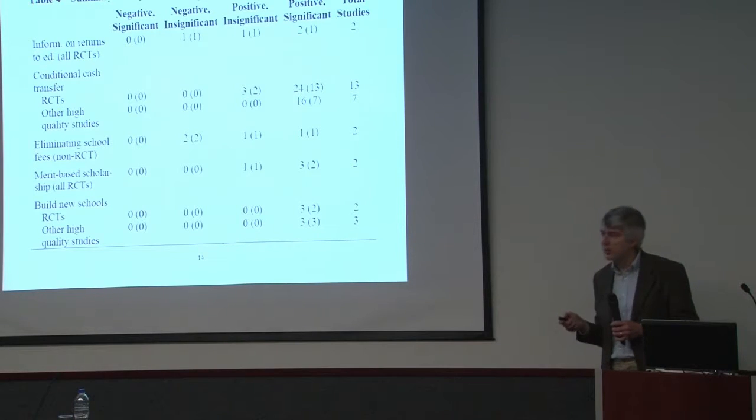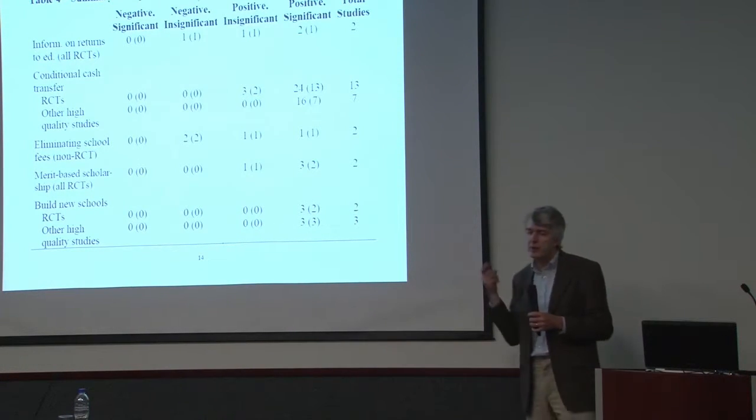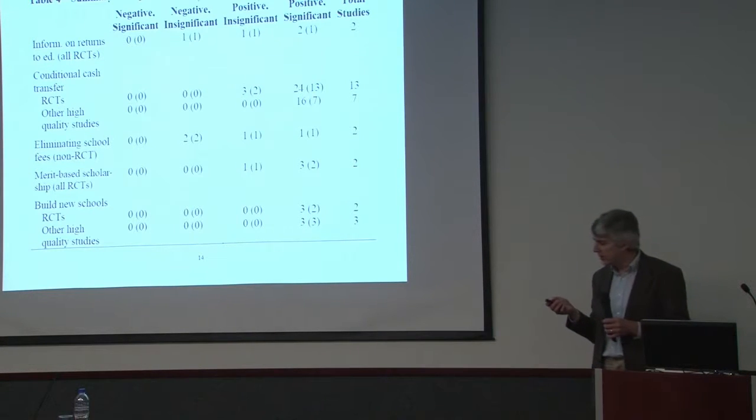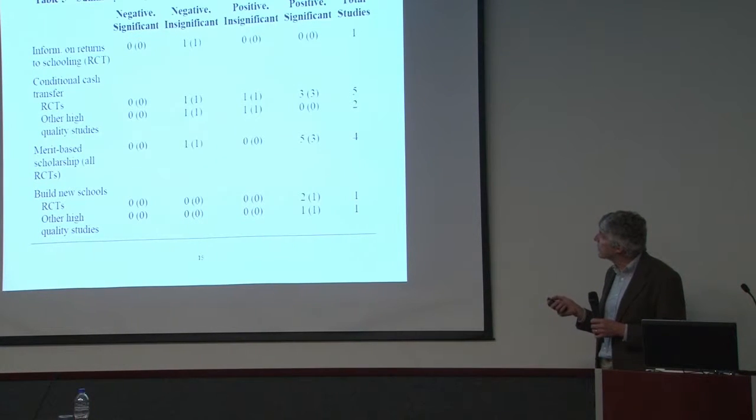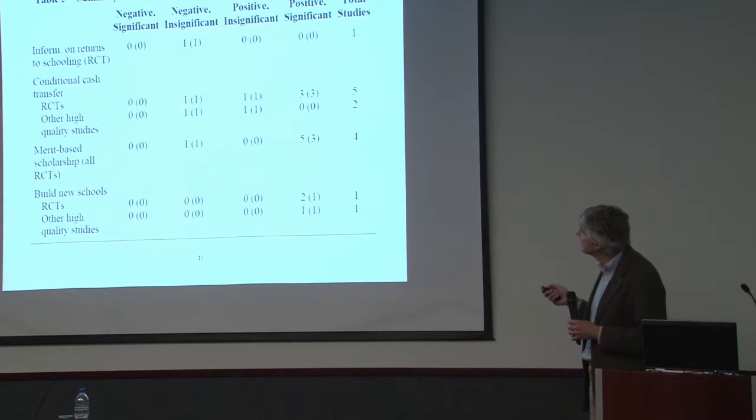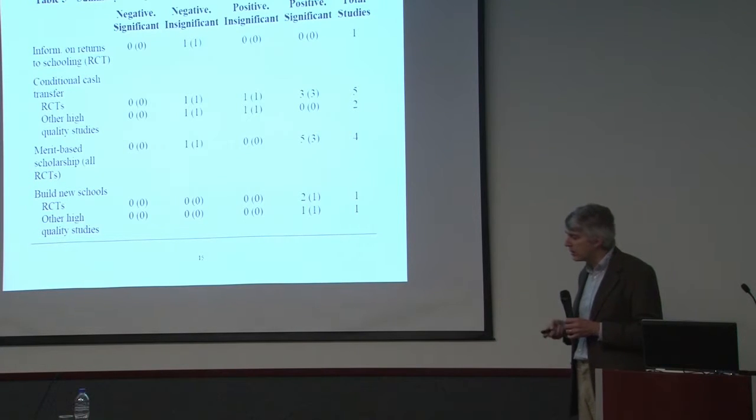What about having kids learn? Because the message of the tables I showed you before was that, okay, we're pretty good at getting kids to go to school, but are they learning anything? So the next table here is how these demand-side policies affect how much kids learn. The information on returns to schooling, the China study was the only one that looked at that. It didn't really work very well. You tell kids, if you stay in school longer, you'll probably have a higher income, but in China at least, they weren't learning anything more.